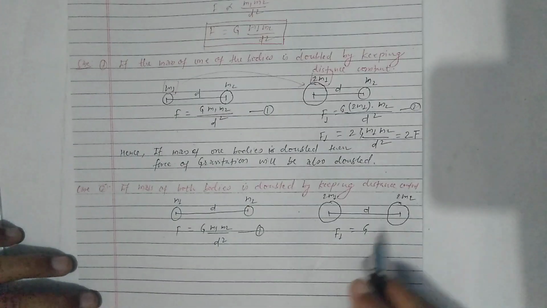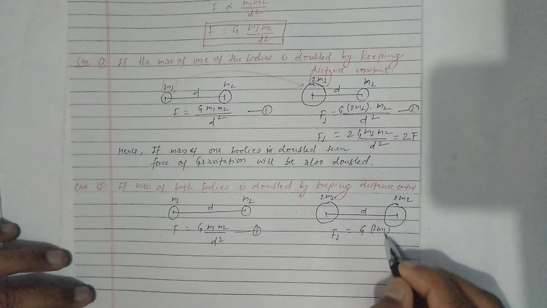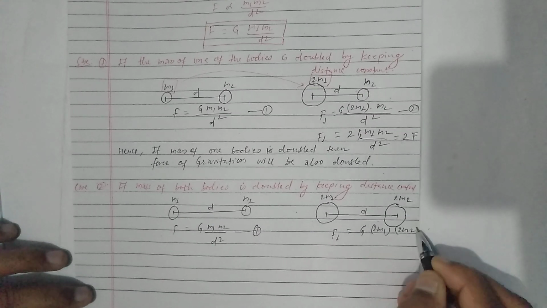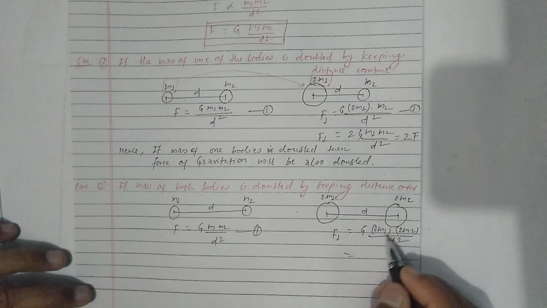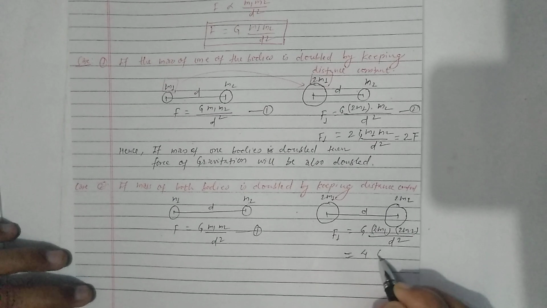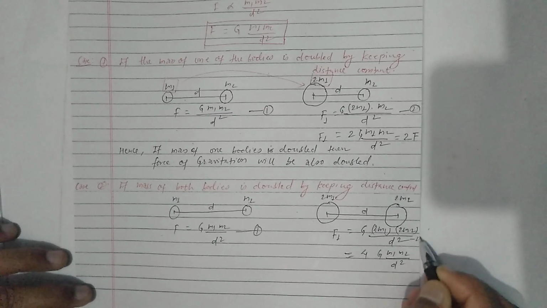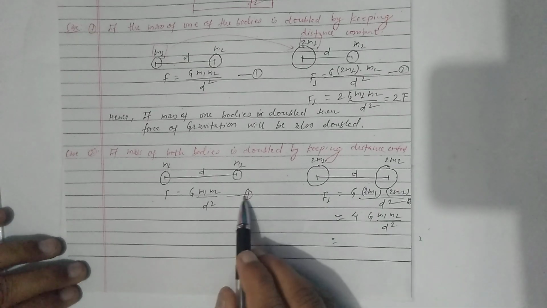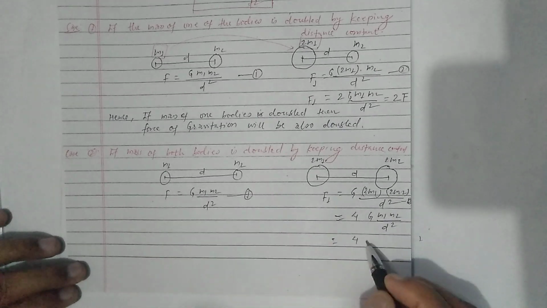Okay, so G m1 means 2m1, and m2 means 2m2 upon d square. So these 2 and 2 are constant, so these two come out, so 2 into 2 equal to 4 G m1 m2 upon d square. This is equation number 2. Okay, so you can see here from this equation 1, this is the equation value of F.